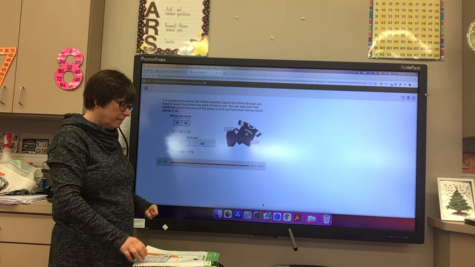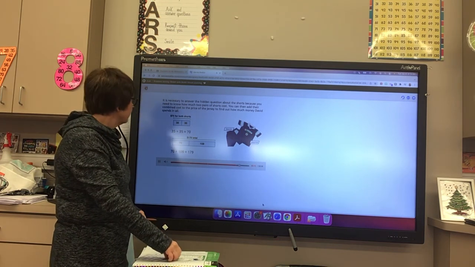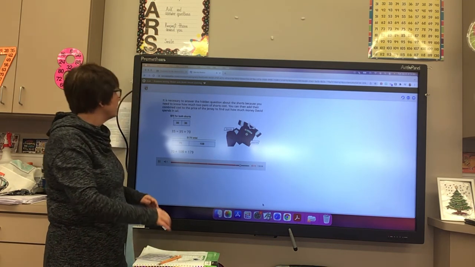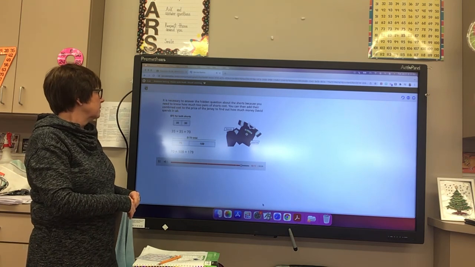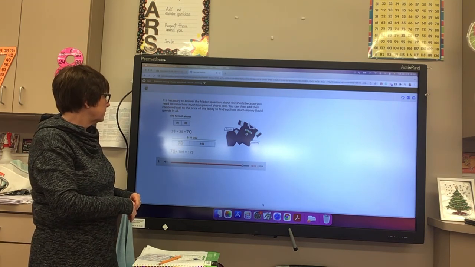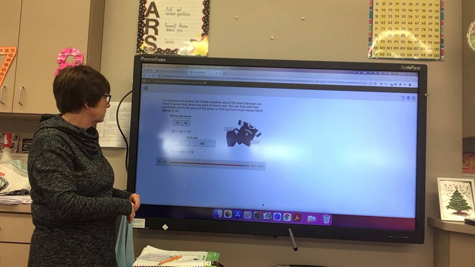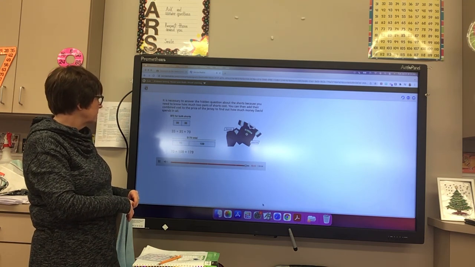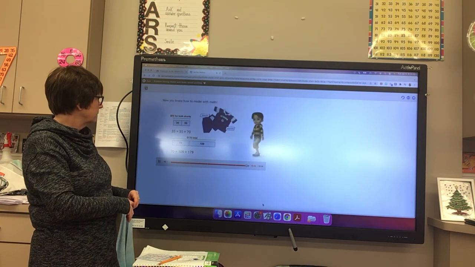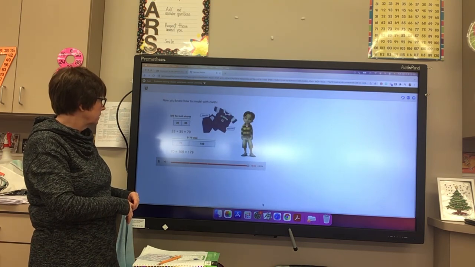It is necessary to answer the hidden question about the shorts because you need to know how much 2 pairs of shorts cost. You can then add their combined cost to the price of the jersey to find out how much money David spends in all. Now you know how to model with math.